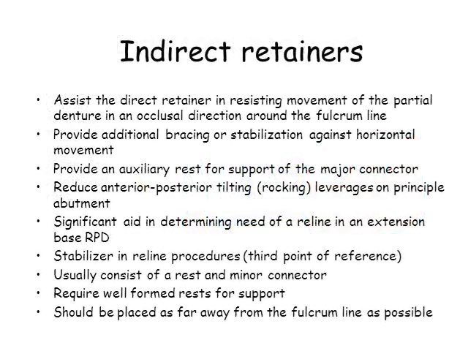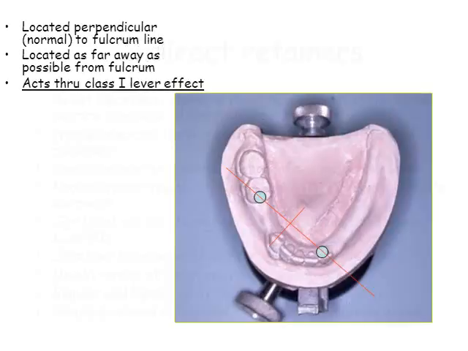A table of indirect retainer characteristics is shown in the slide. The indirect retainer is located ideally as far away from the fulcrum as possible, and perpendicular to the fulcrum line.